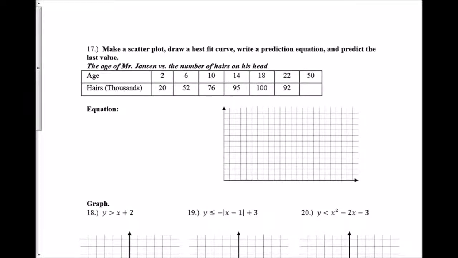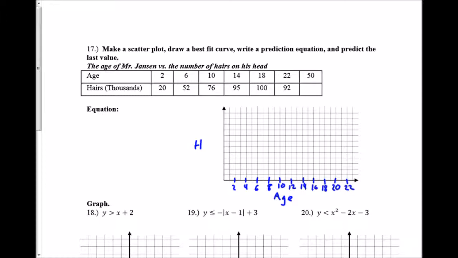For number 17, once again, we're making a scatter plot. And it's important to make the scatter plot first so we can see what kind of an equation we're trying to deal with here. I'm going to put age down here once again, and I'm going to put the number of hairs over here. So age, it starts around 2, so I'm going to do 2, 4, 6, 8, 10, 12, 14, 16, 18, 22. Okay, so I just went by ones here, labeling every other.